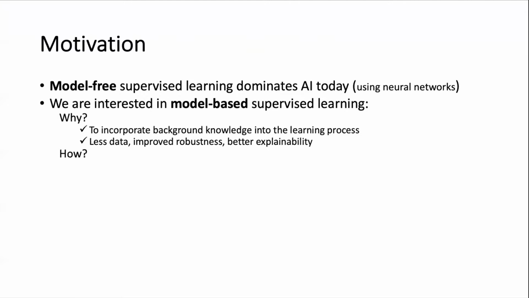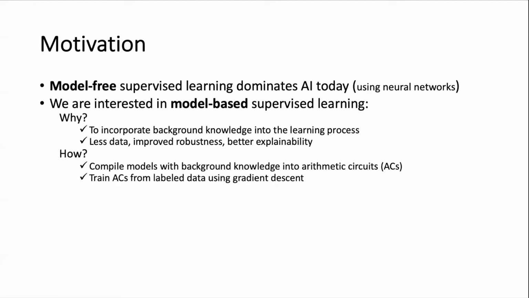And the way we're going to do this is by compiling models, causal models, Bayesian networks with background knowledge into arithmetic circuits. I'll explain what that is in a little bit, but you can think of these as neural networks, but instead of being handcrafted, they are actually synthesized from models. And then we can train these using gradient descent as we do with the neural networks. Now, you can do this already today. So what are we doing here in this work?